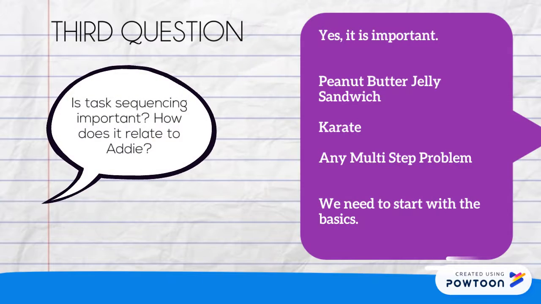The third question is task sequencing important? How does it relate to ADDIE? Yes, it is important. To begin, I'd like to address an example of a peanut butter and jelly sandwich.